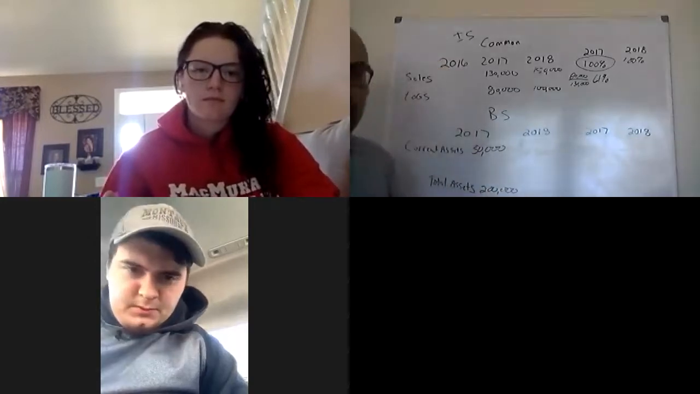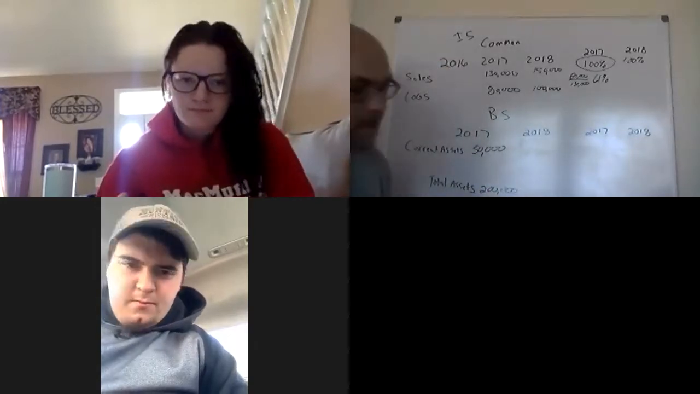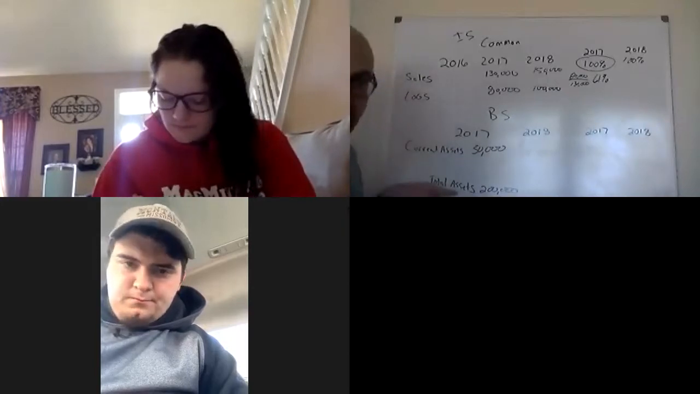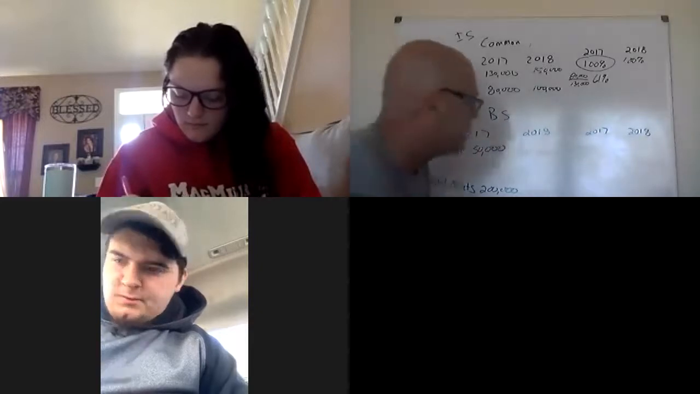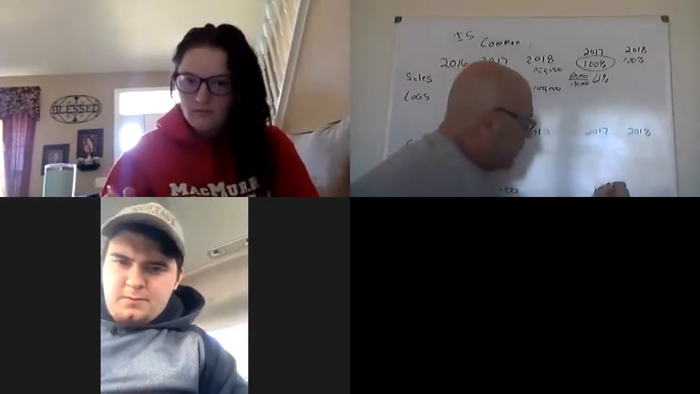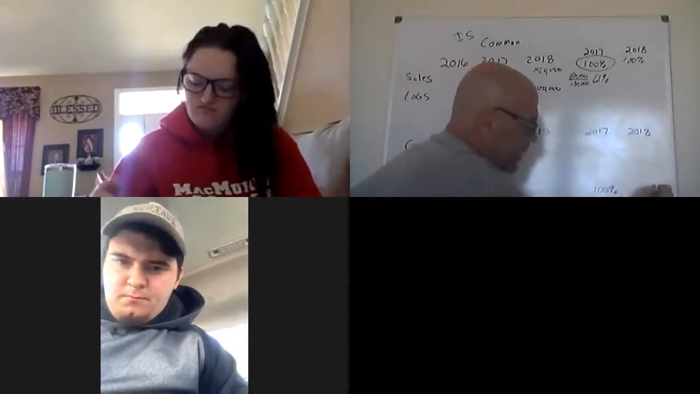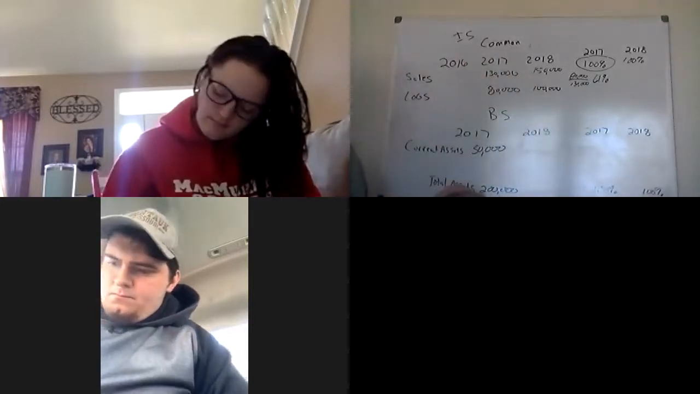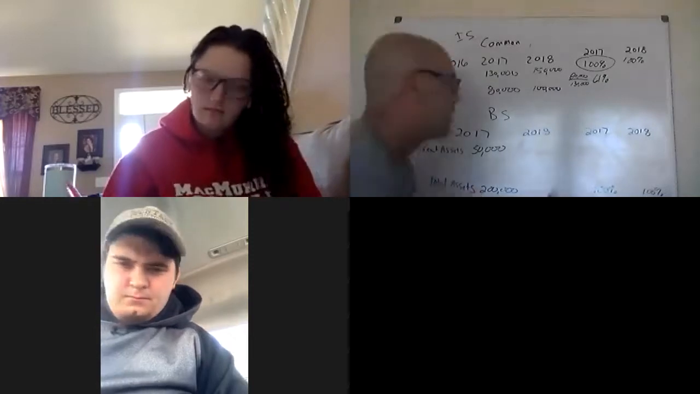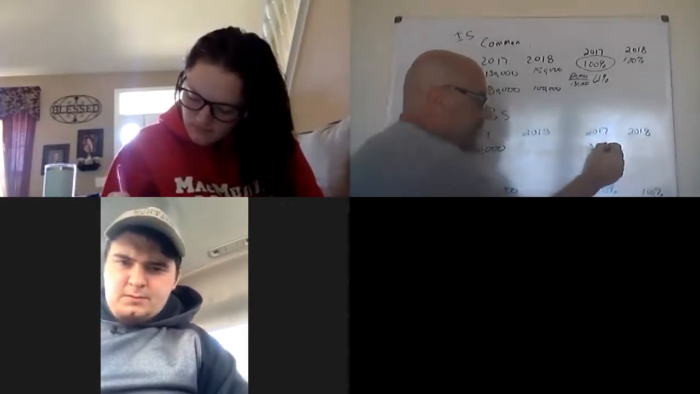When we get to the balance sheet, it's the exact same process, only you are dividing everything by total assets. So your 2017 and 2018 column for total assets is always going to be 100%. And then you just divide every line item. So like 50,000 divided by 200,000. So your current assets for this case would be 25%.